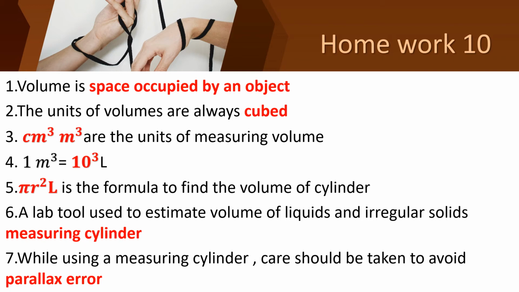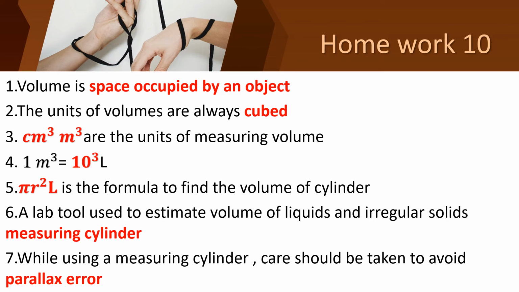And then the fifth one, pi r square L is the formula to find the volume of a cylinder. And the sixth one, a lab tool used to estimate the volume of liquids and irregular solids is the measuring cylinder.